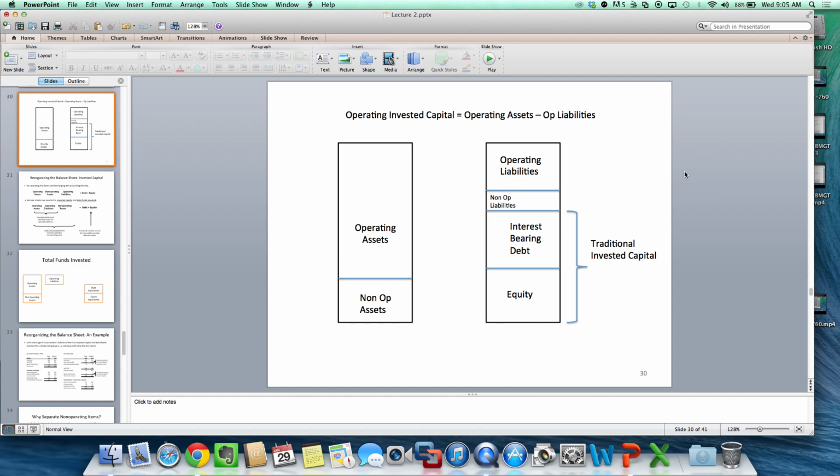What's different about the operating invested capital versus what I would call the traditional definition of invested capital? And by the way, people will call invested capital capital employed. They'll call it net assets. There's a lot of names they'll use for it. But in this case, for invested capital, what's different? So we're basically saying invested capital is this minus that.